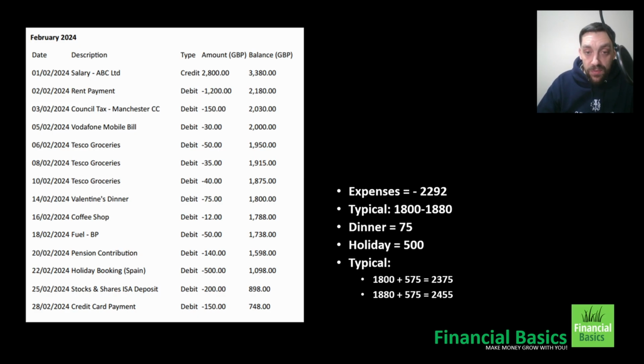If you add 575 to the typical month, the January and the March, you will get values of 2,375 and 2,455. That's higher than what we actually got, the 2,292, which means that this person cut somewhere else in their budget. There must be expenses in this month that were cut to make this lower than what we would have got if we didn't have the dinner and the holiday.